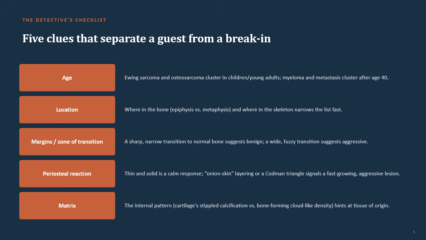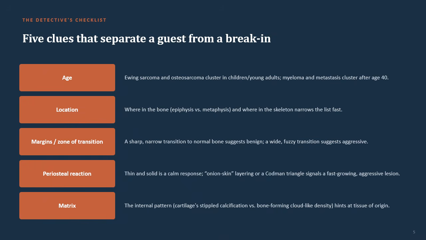So now that we know that we're dealing with tumors, the next step is to figure out, are they behaving like a guest or are they behaving as if they broke into your residence? So the first thing we're going to look at are these 5 clues, and the clues that are typically going to be looked at are age, location, margins or zone of transition, periosteal reaction, and also the matrix.